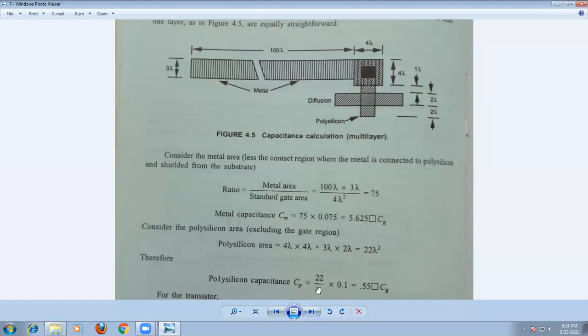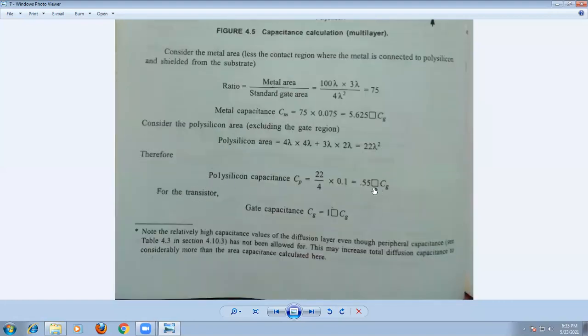So what is the value now? This is the only actual area of this one. What is the relative area? This 22 lambda square divided by 4 lambda square, that is 4 by 4. 22 by 4 we have to substitute, so 22 by 4 is the relative area. 22 by 4 relative area multiplied by the relative value of the poly capacitance, which is 0.1 from the table. So you'll get this value here. This is the CP, we can consider it the polysilicon capacitance.